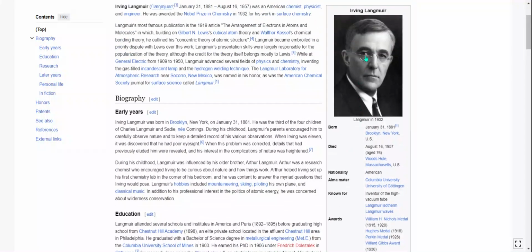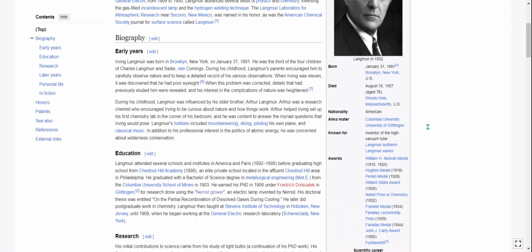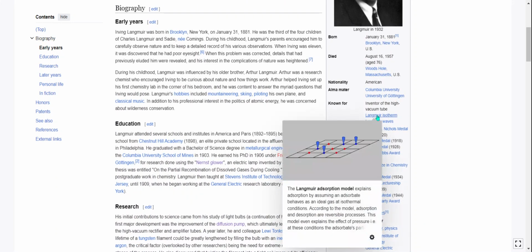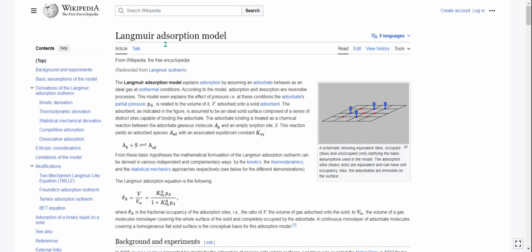Oh, for whatever it's worth, Irving Langmuir, born Brooklyn, died Massachusetts at 76. I don't think I ever really said that in his dedicated video. Yeah, I wanted to look at Langmuir waves and this. I don't actually know adsorption. That's new to me. So Langmuir adsorption model.